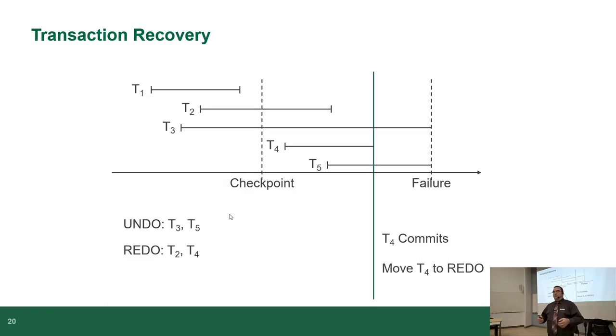Transaction four completes. It gets added to the redo pile also. And now, picture one more step. We hit the line of failure. This bad boy right here. Three and five are still in the undo pile. So on recovery, it'll look at those and go, yeah, you never finished the job. It's trash.